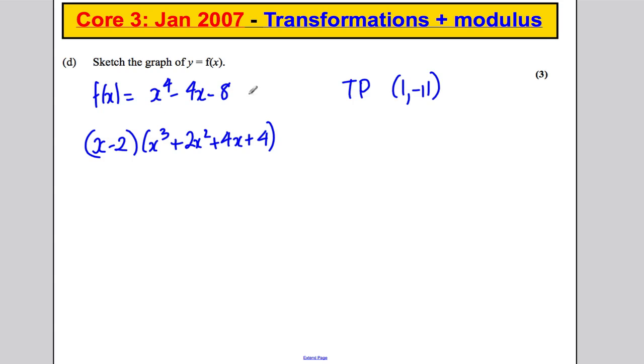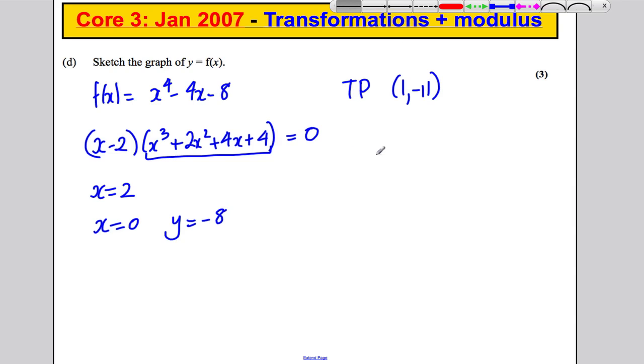Okay, so if we're trying to find where the graph is equal to 0, how could we do that? Well, where is y equal to 0? Well, it's where this is equal to 0. And the only answer we know for sure is that x is 2 is an answer. But we don't know how to necessarily factorize the cubic as such. We also know that when x is equal to 0, y is equal to negative 8. So we know another point.